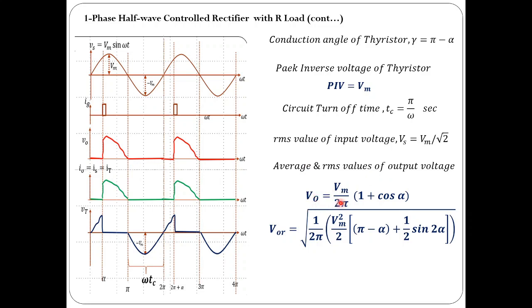You can see that average value is equal to Vm by 2 pi into (1 plus cos alpha), and RMS value is equal to under root 1 by 2 pi into Vm square by 2 into (pi minus alpha plus half sin 2 alpha).